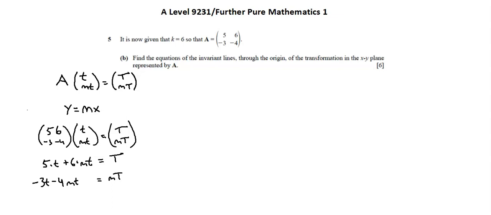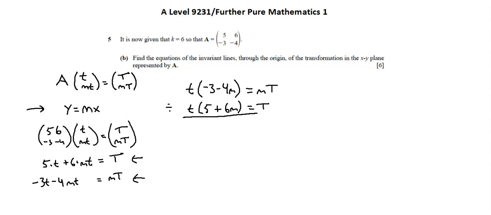We're working towards the value of m so that we can plug that into y equals mx, and that will give us our invariant line or lines. We have 3 different variables in 2 equations. I'll do some algebraic manipulation, then divide through to simplify, and we'll see we have only 1 variable remaining. So starting with the second equation, factoring out t, we're left with -3 minus 4m equals m big T. And the first equation, also factoring out t, 5 plus 6m equals big T.